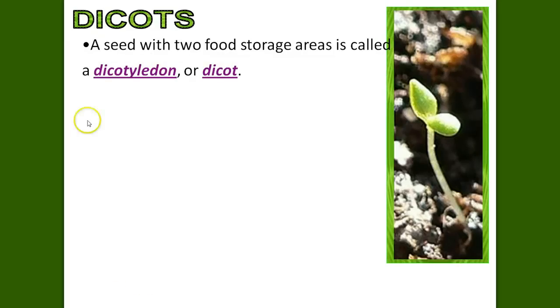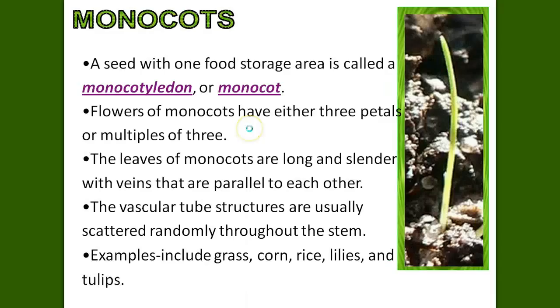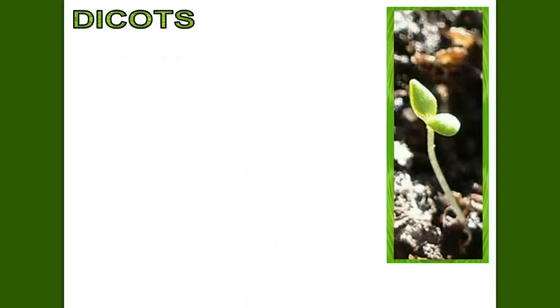Dicots. Dicot, remember di meant 2. So a seed with 2 food storage areas is called a dicotyledon, or dicot. That's the shortened word that we all use. Do you notice how there's 2 leaves here? So 2 food storage areas and then 2 new leaves popped up. If you look back at the monocot, there's only 1.